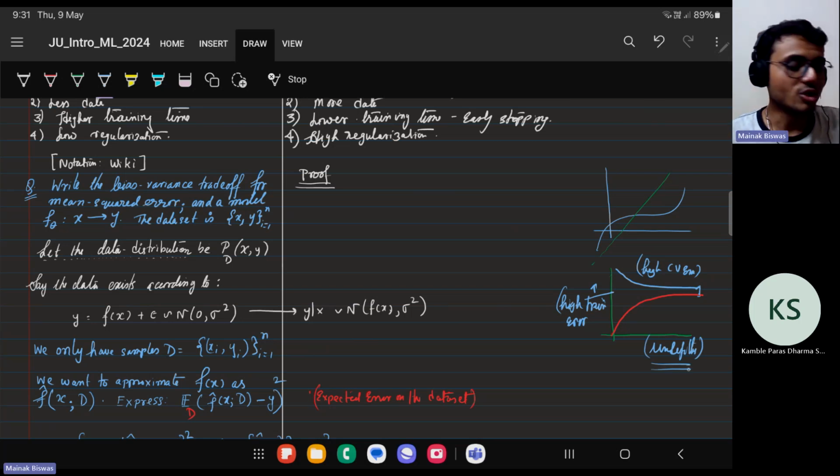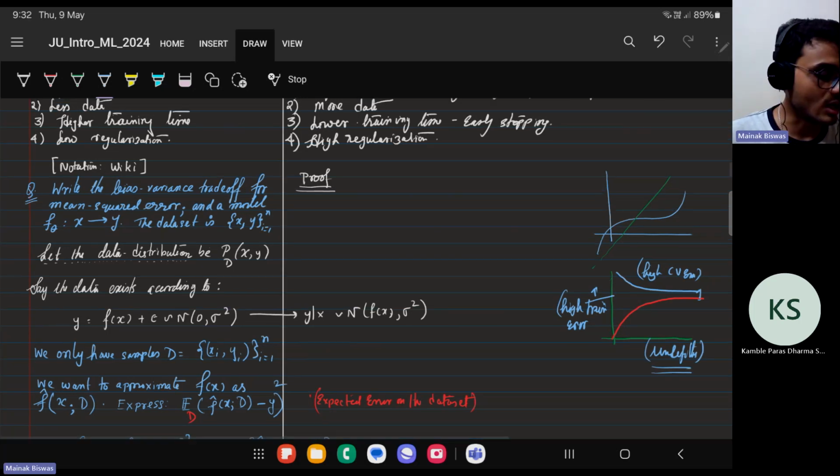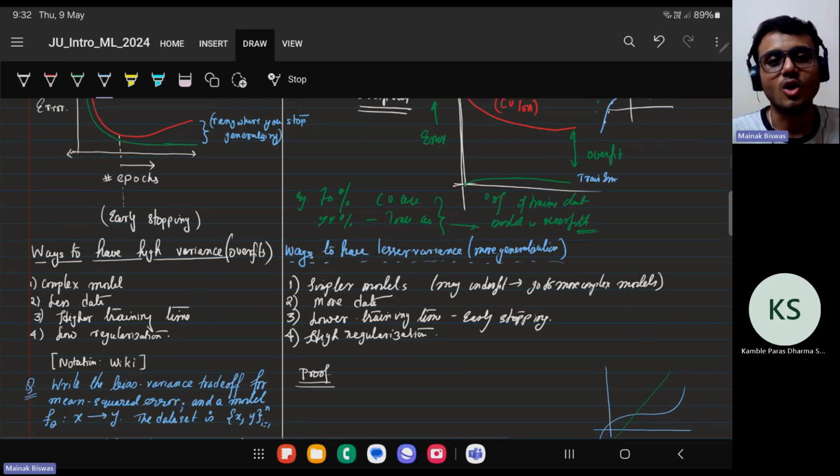Okay. So these are the cases of how you can see if a model is a complex model, a simple model, or the perfect model.